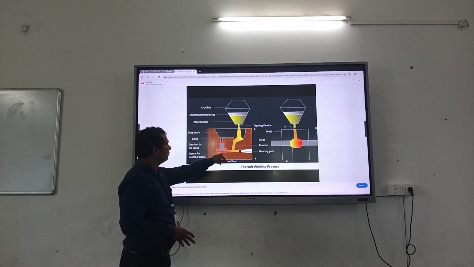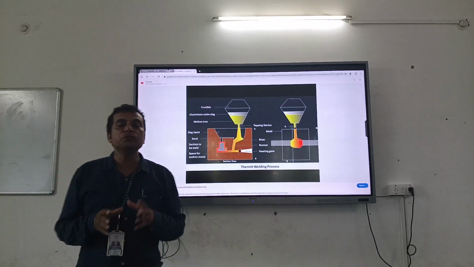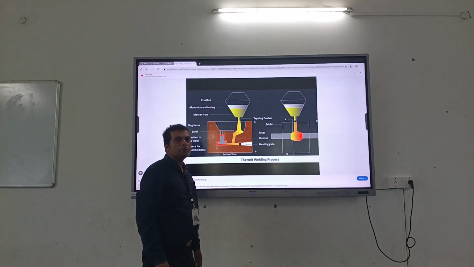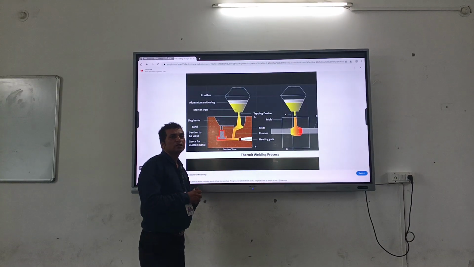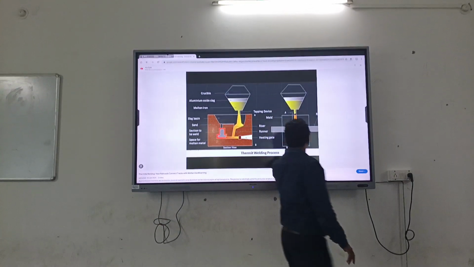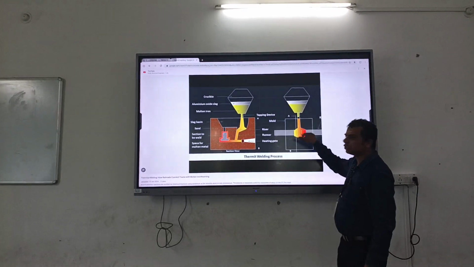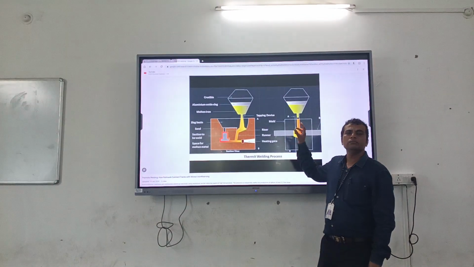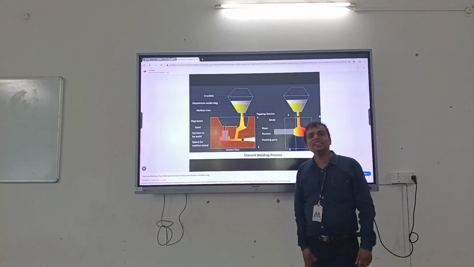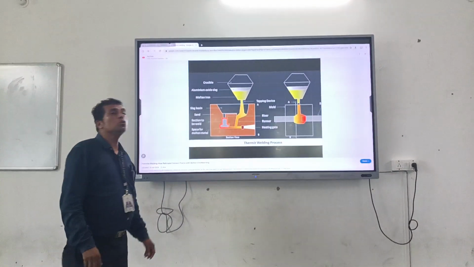Then after some duration, it is found that casting is developed in between the two metal plates. This is the weld that is developed. Molten metal becomes solidified and then the weld is developed in between the two metal plates or two broken railway tracks. This is the concept behind how thermit welding is performed in between the two metal plates.